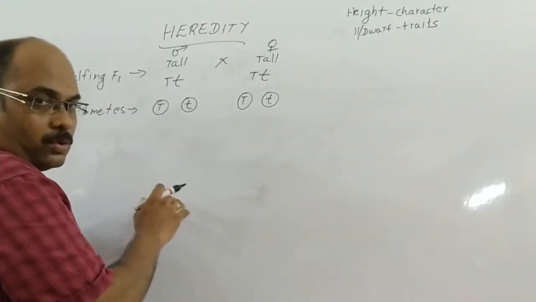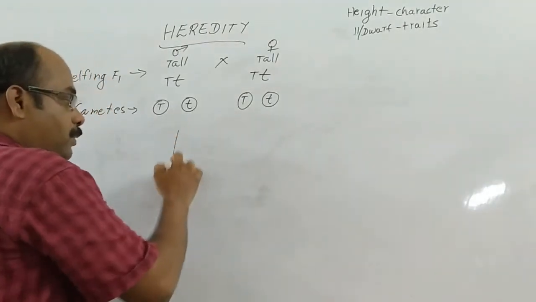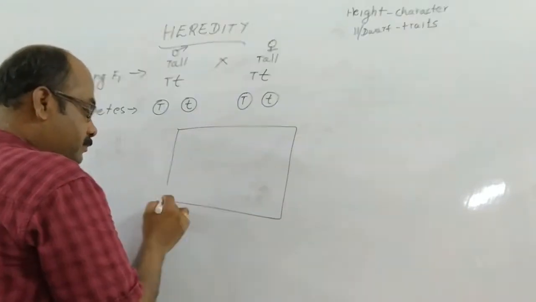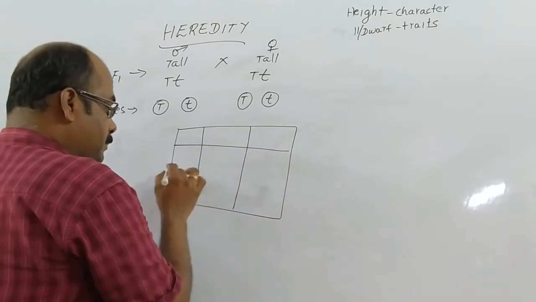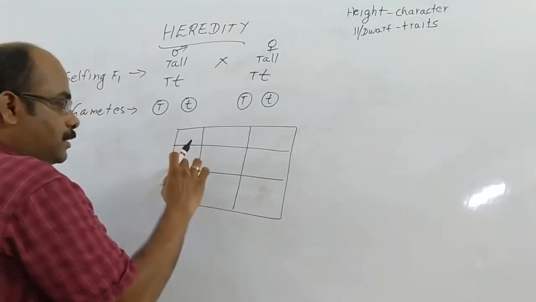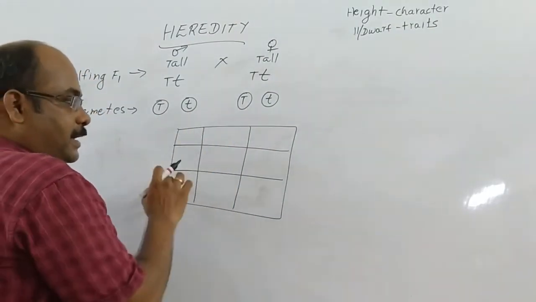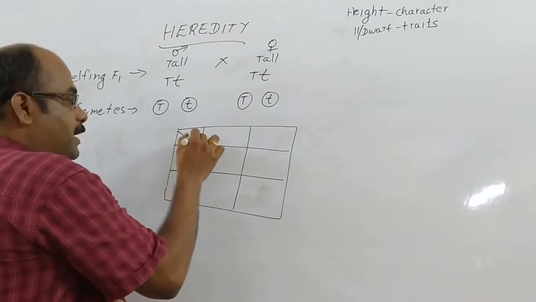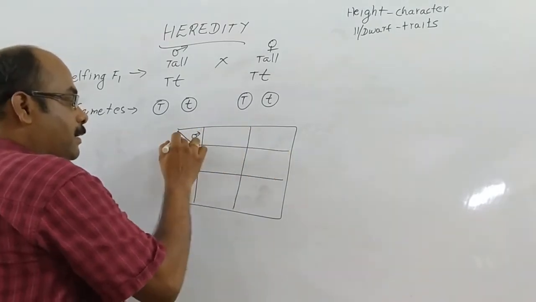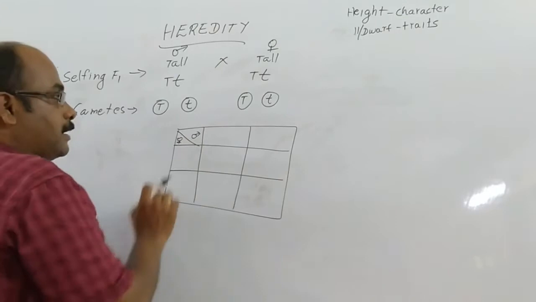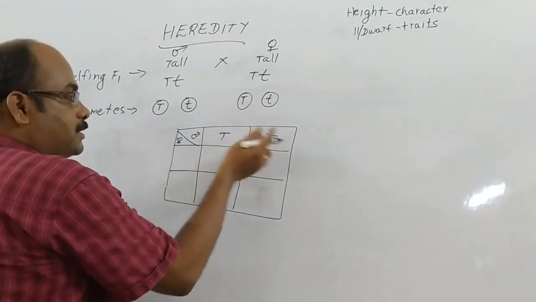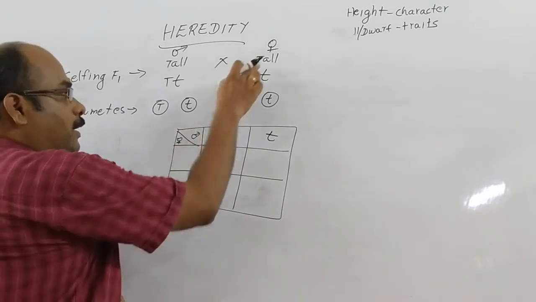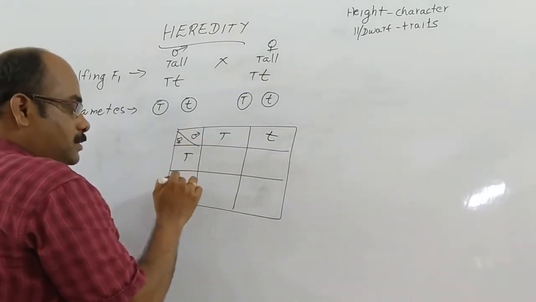Now you can do the cross, or there is another easy way. You can use a checkerboard to find out how the cross will happen. Since two are there, we are doing one extra for writing the gametes. Here I am writing the gametes from male and here the gametes from female. In male, one capital T is there and another small t is there. Then in female, one capital T is there and another small t is there.